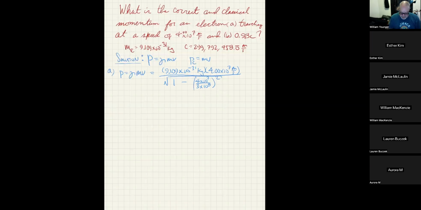Now, in this case, we're going to get 9.109... Whoa. Somehow I hit answer before, so that was going to give me a really bad answer. So this is actually equal to 3.64 times 10 to the negative 23 kilograms meters per second, and then all that divided by, if I take 4e7 and divide it by 3e8, I get 1.33333, and then when I square that, oops.